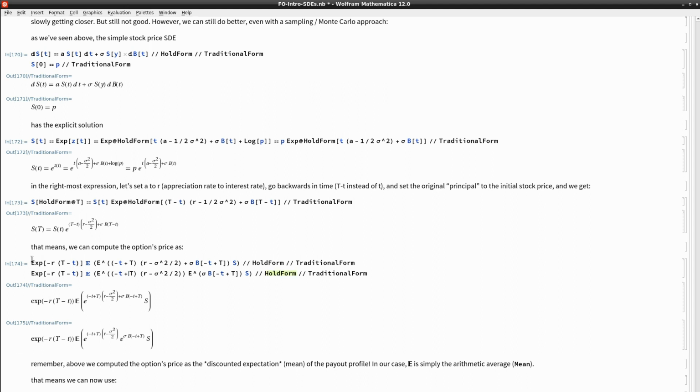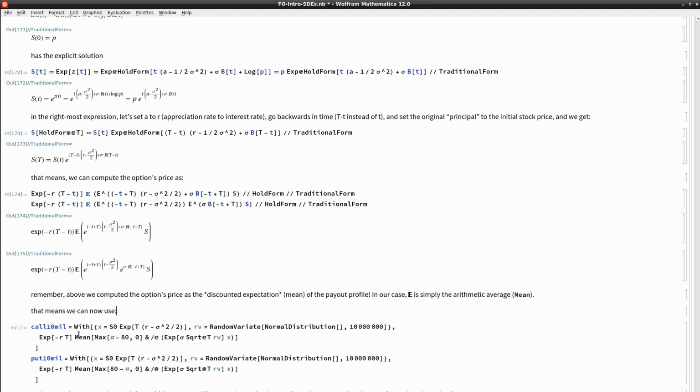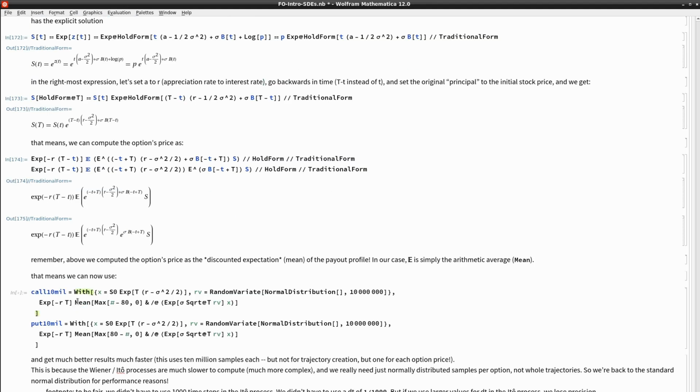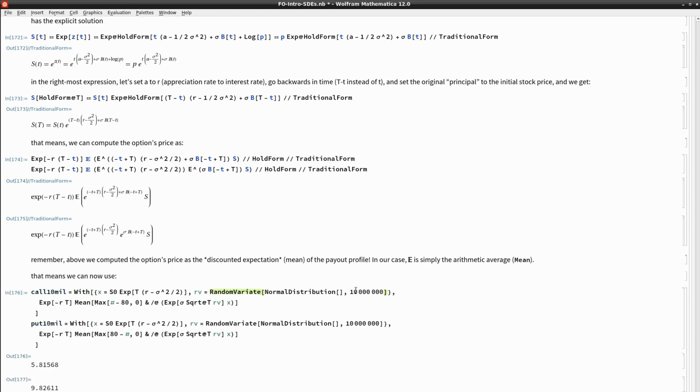So these two formulas are really the same. I'm just turning this sum here in the exponent into a product of these two exponential functions. Okay, and if we do that and we use this computed option price as a discounted expectation, then we are getting these results that we can now use to compute 10 million samples.